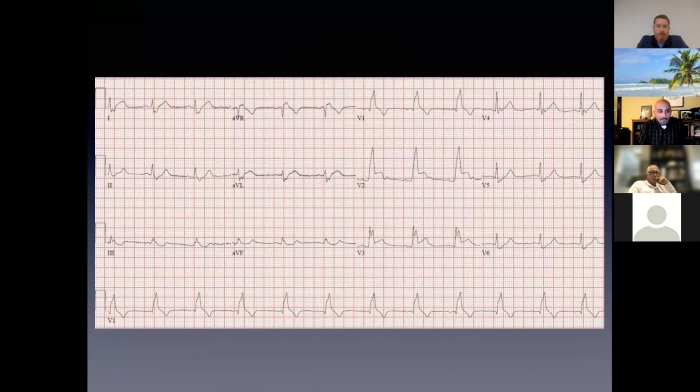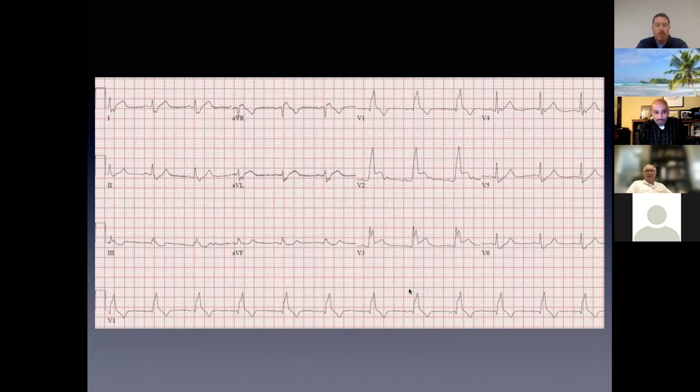But on the other hand, here's somebody with a bundle branch block. Remember we said that normally the ST segment and the T wave should go in the opposite direction of the QRS. Well, look at V2. QRS goes up, ST segment is up, T wave is up. Look at V3. QRS is up, ST segment's up, T wave is up. This is a STEMI in the setting of a bundle branch block.